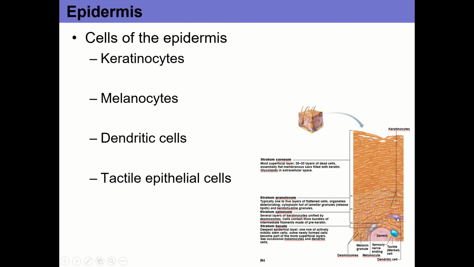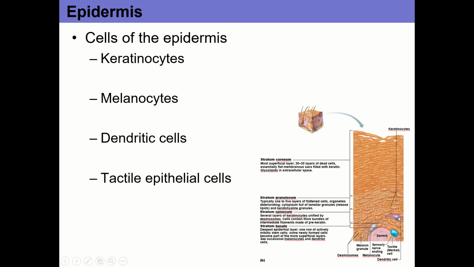Then we've got our dendritic cells. This little purple guy here is one of our dendritic cells. Those are the immune cells inside of the skin. So again, all of this is the epidermis, sorry, but it is also epithelial tissue. All this is the epidermis. Deep to that is the dermis.